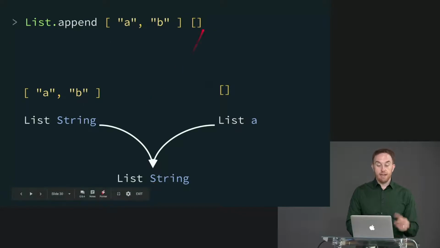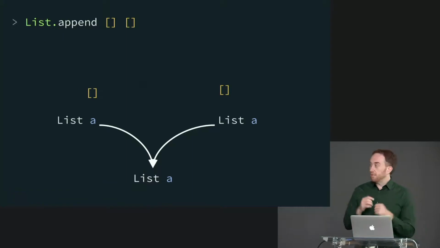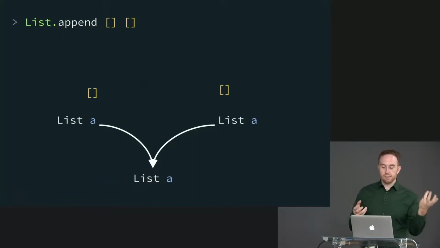Let's say we do A, B, and empty list. It says, okay, list string, list A. Well, list string is more constrained than list A, so it says, okay, those unify to list string, the more constrained of the two. And if we put two empty lists together, once again, they're identical. So of course, list A to list A, list A, identical.